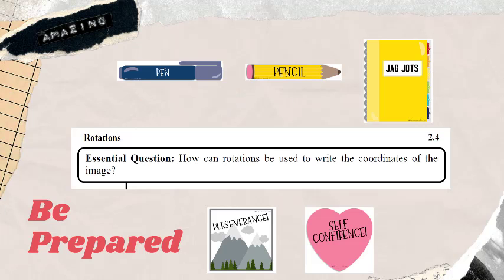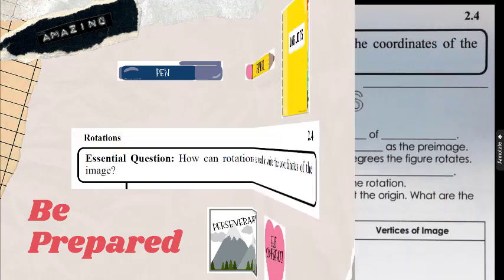Today you're going to need a pen or a pencil, your Jaguar Jots, starting out section 2.4. You might also want to bring with you something that you can use for tracing paper. Parchment paper works well, so does tissue paper or patty paper. You also need to make sure that you bring your perseverance and your self-confidence.